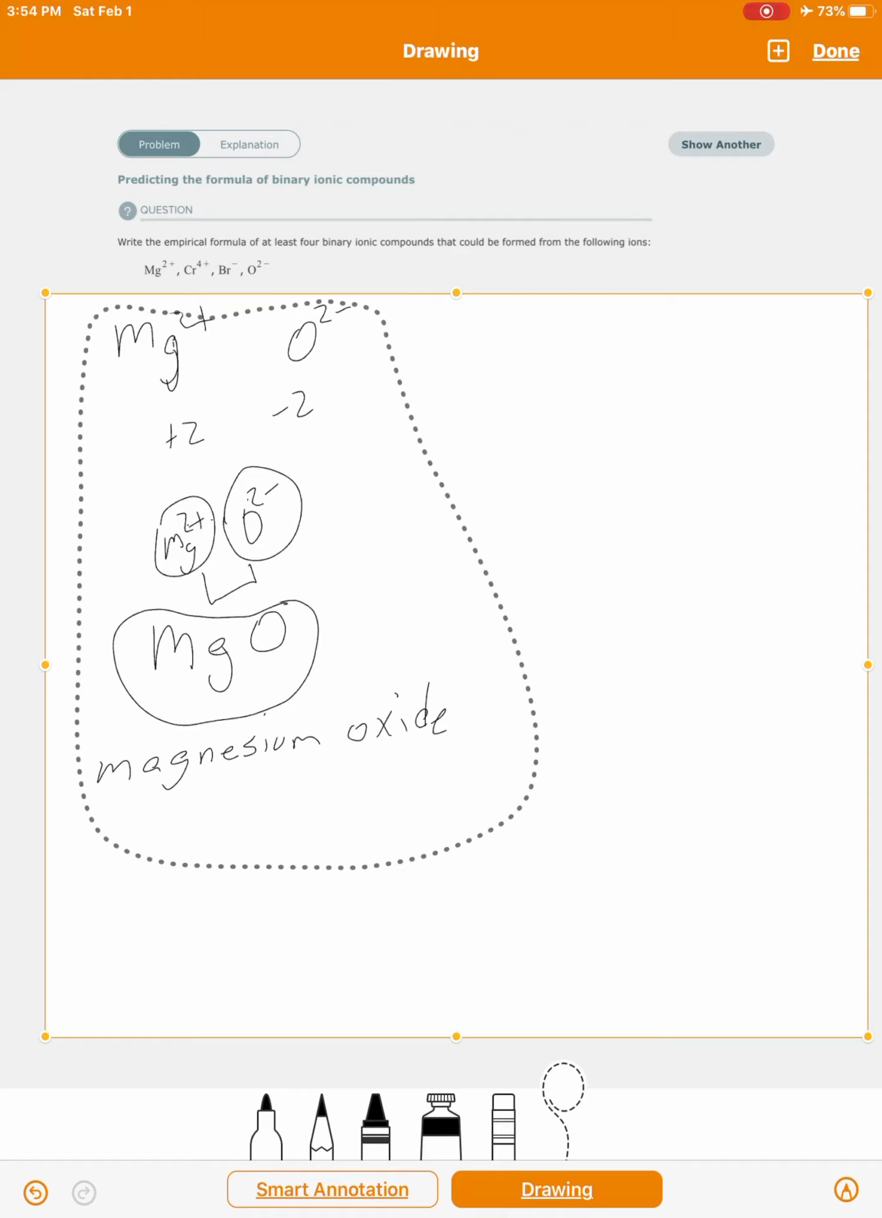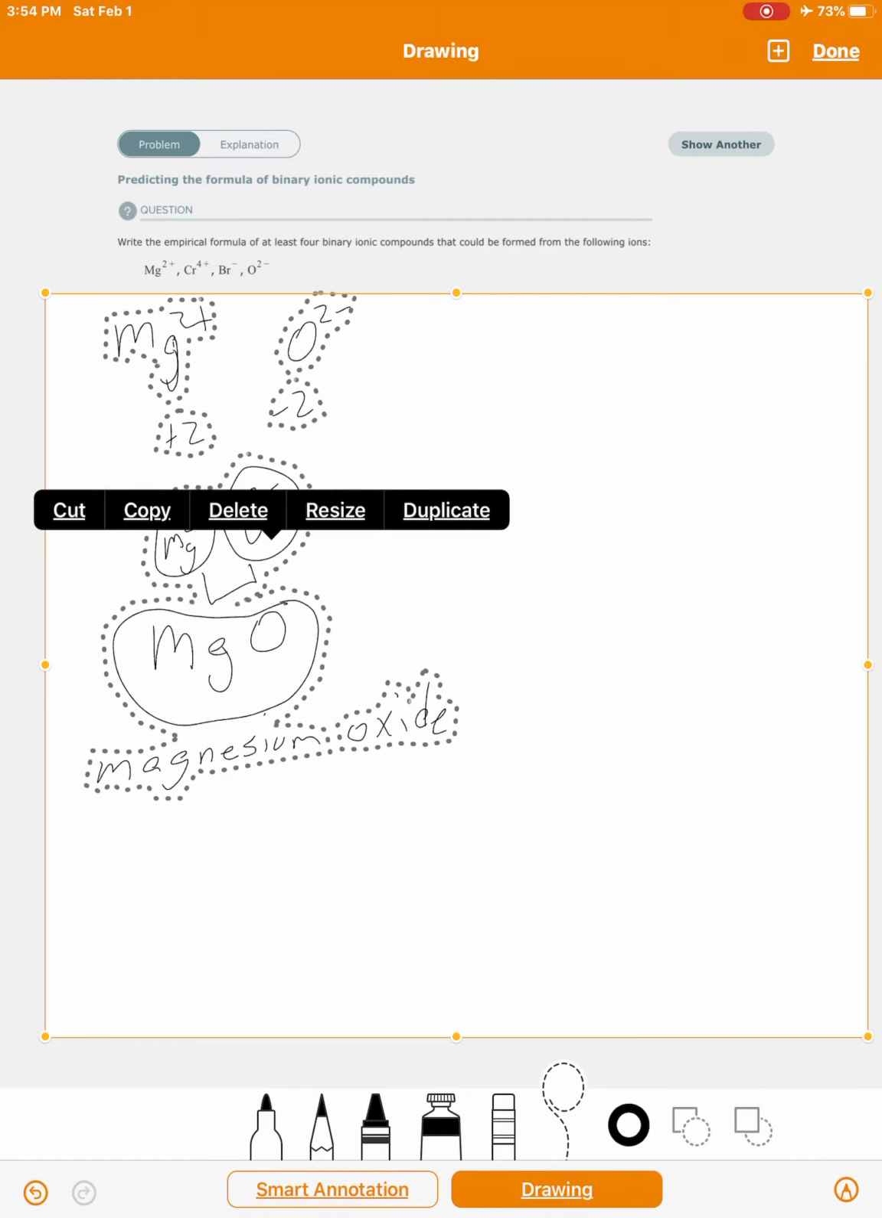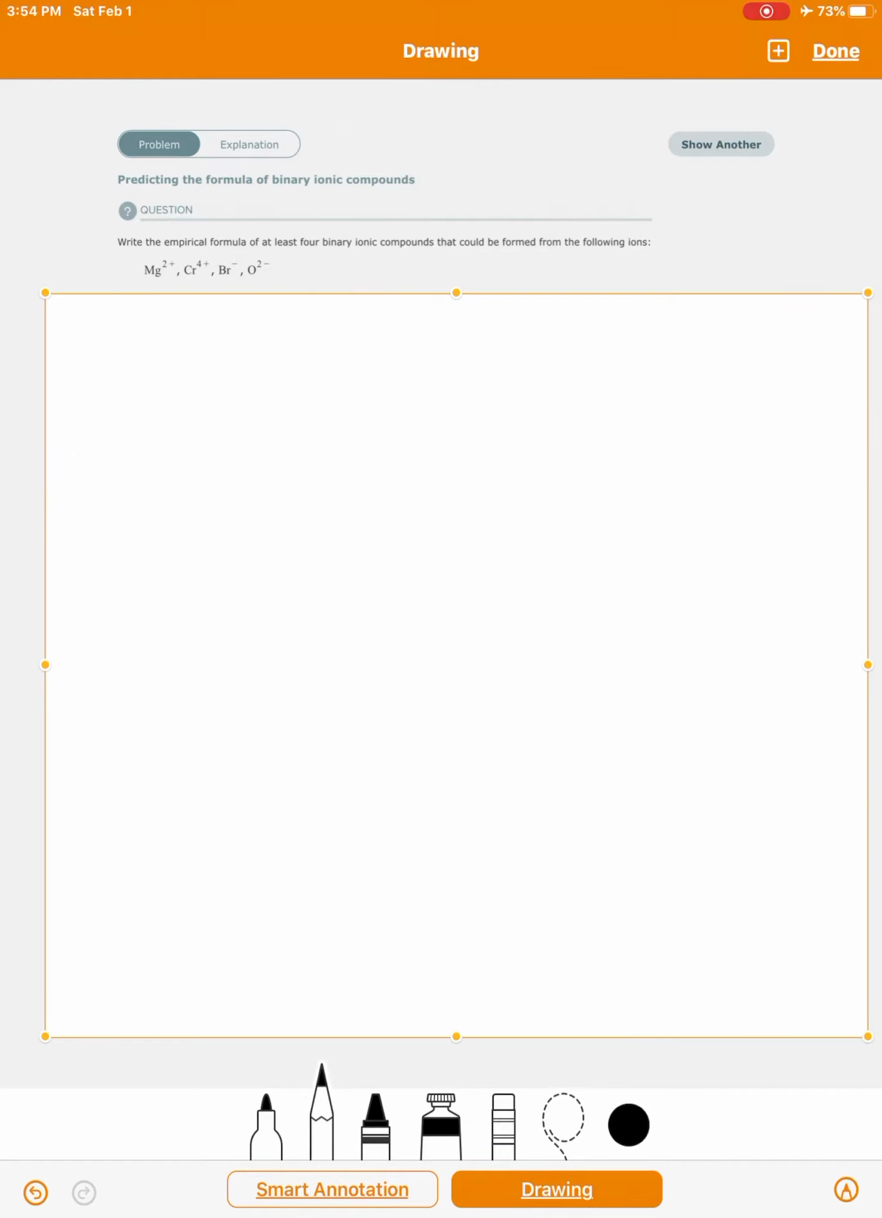We did the magnesium. Those are the only 2 possibilities, really, that we could get out of this for magnesium. But we also have chromium-4, Cr4+. And let's combine it with the first one, which is bromide, Br-.